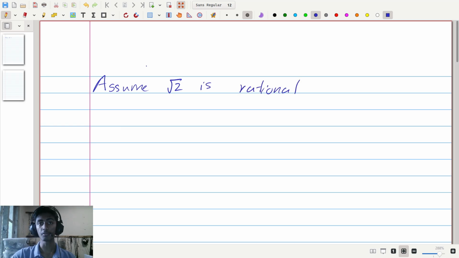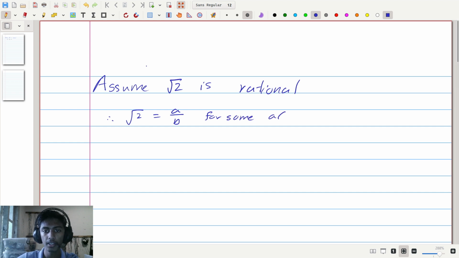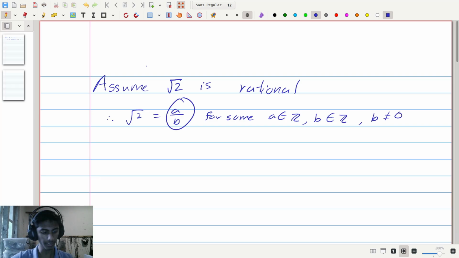So you might recall, if you were watching the video, that root 2 being rational means that root 2 can be written as a divided by b for some a in the integers and b in the integers, and the additional condition is that b is not 0, because we should not have divided by 0 here.